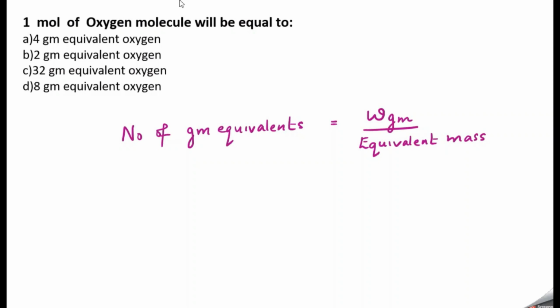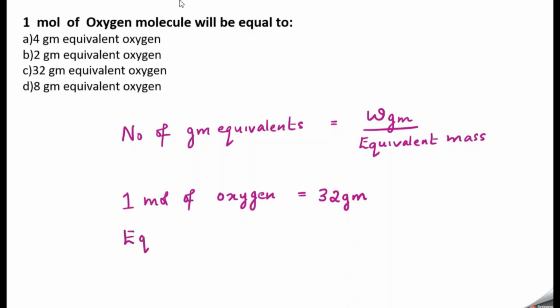Okay, so here we will see. Weight in gram we need to find out. They have given 1 mole of oxygen. So 1 mole of oxygen has a mass of, tell me, molecular mass expressed in grams. Since it is oxygen molecule, we know that it is O2. So weight in gram will be equal to O2, means 32 gram. Correct. Now what is the equivalent mass of oxygen?